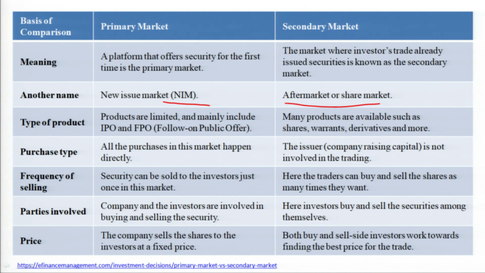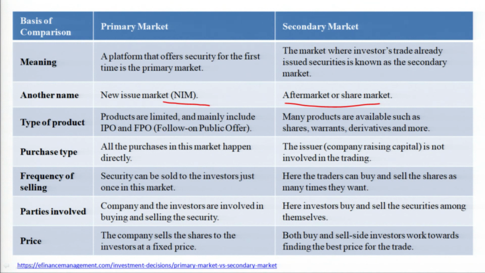Purchase type: all purchases in the primary market happen directly, but in the secondary market the issuer, the company which is raising the capital, is not involved in the trading, while financial intermediaries are involved. The frequency of selling in the primary market is just once. The security can be sold to the investors just once, while in the secondary market the investors and the intermediaries can buy and sell the shares as many times as they want to.